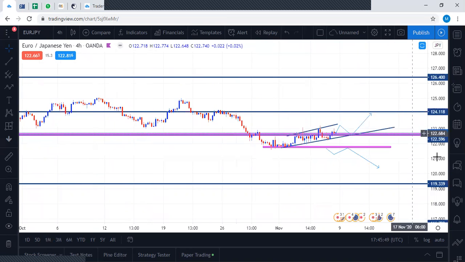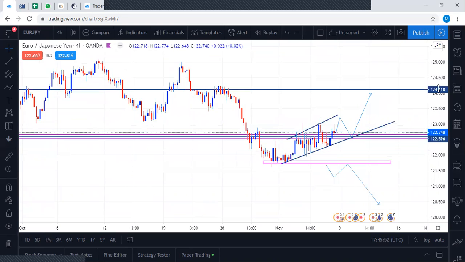Okay, so I'm looking to buy this if I see price go up probably to the top of the channel and then come down to the bottom of the channel, give me some kind of rejection or a golden bar, and I'm going to be looking to go for longs.